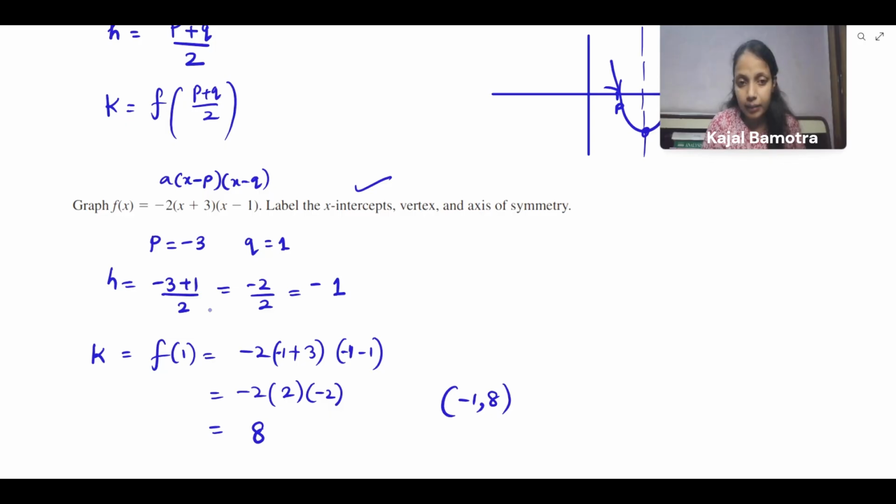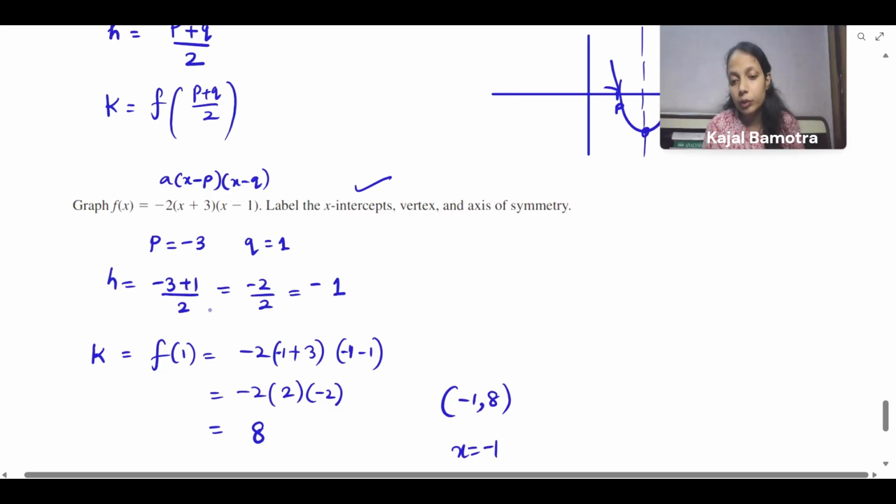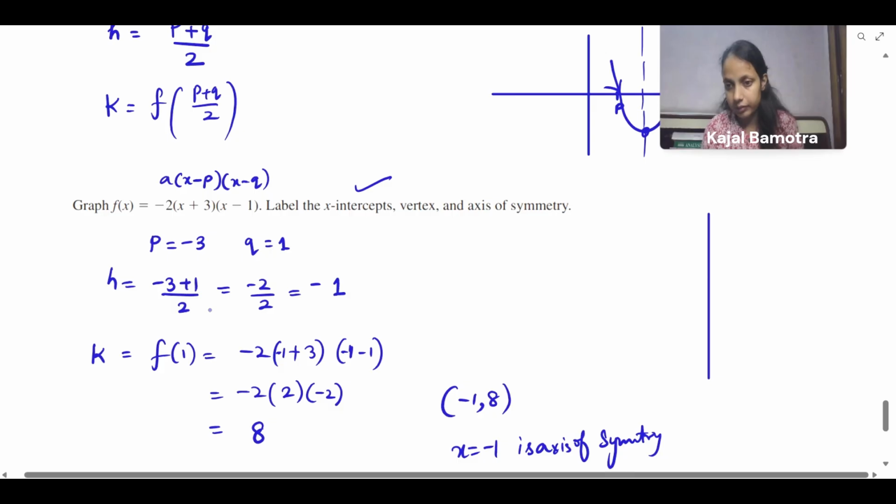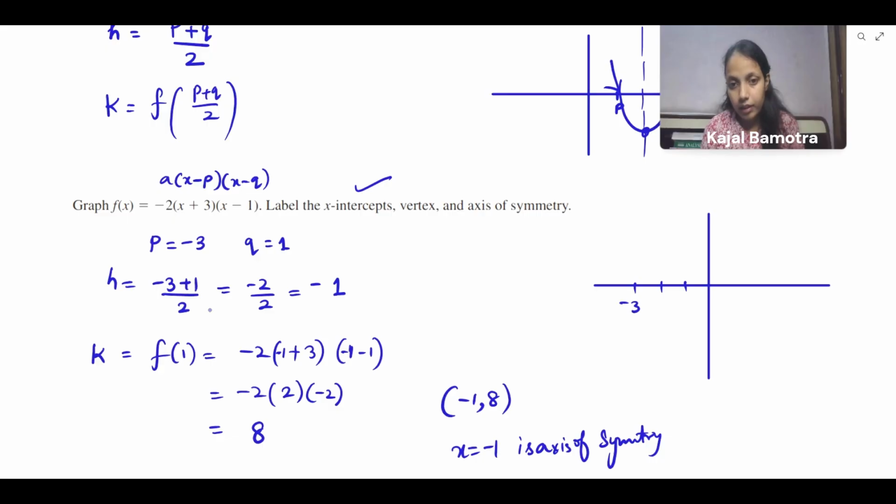These two are the x-intercepts, then the vertex, and the axis of symmetry. x equals -1 is the axis of symmetry. Mark the points: -3 here and 1 here. These are the two x-intercepts. -1 comma 8 is at the top. So the graph will be like this. This is how the graph looks, and this is the axis of symmetry.